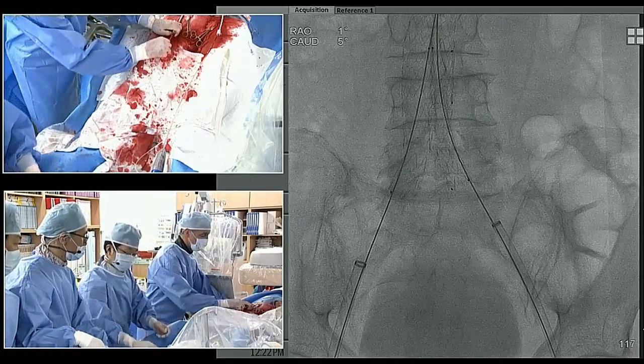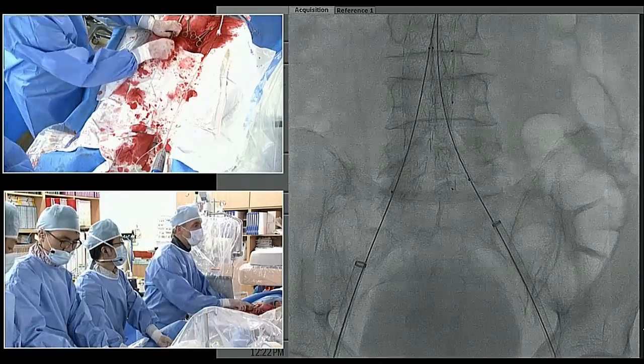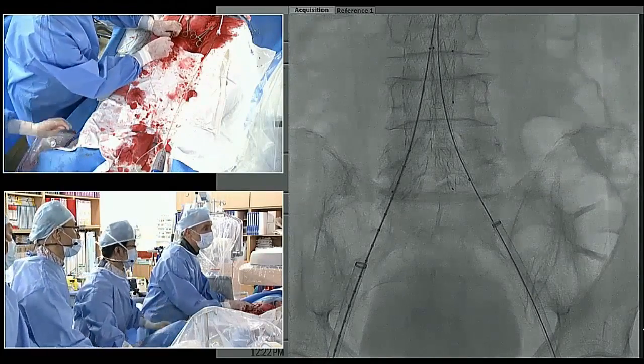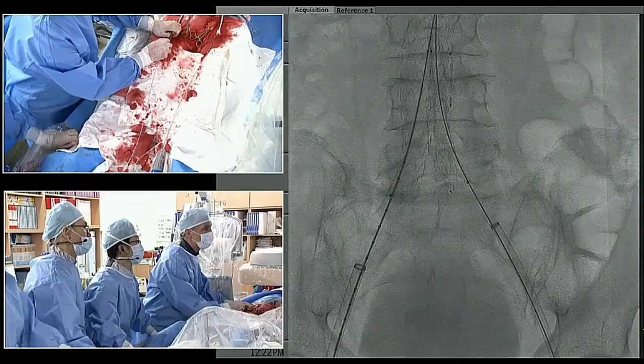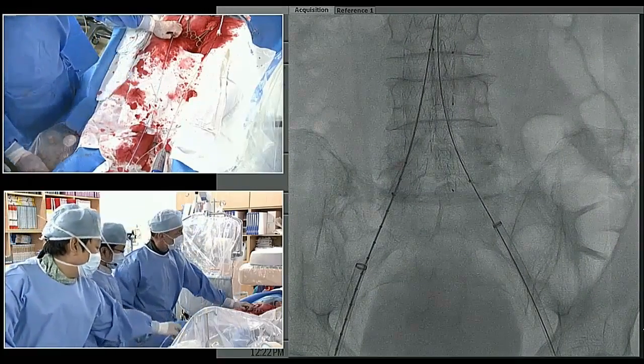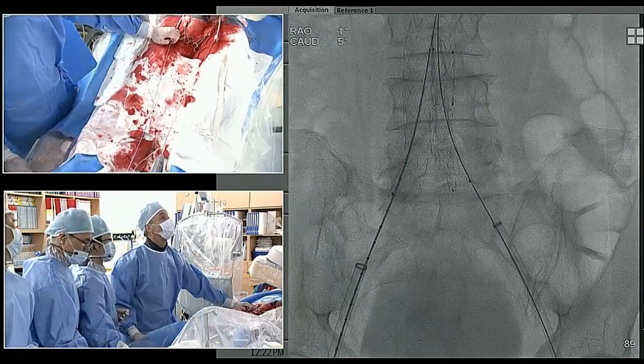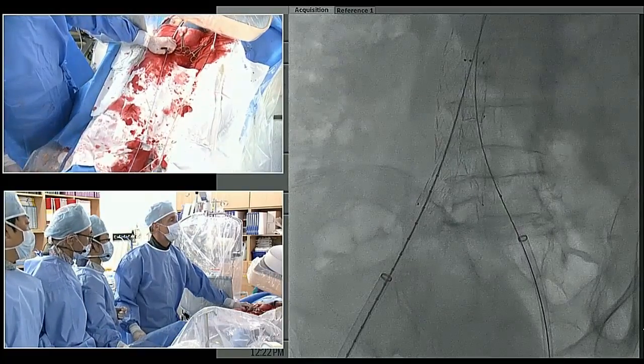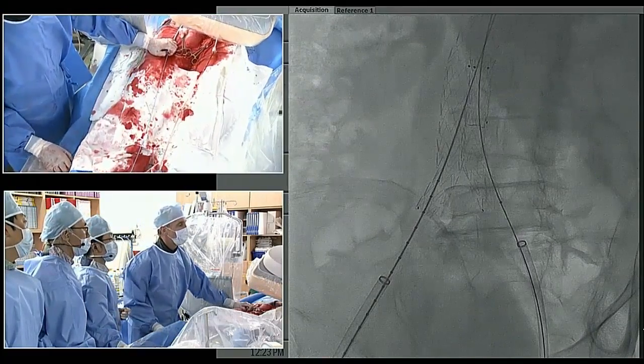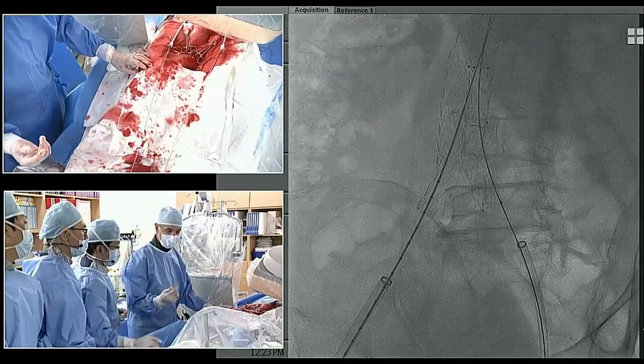Now we're going to do the same thing we did on the other side. I'm not sure we're going to need to extend, to be honest with you. You can see that we're pretty close already. I'm going to do that same 20/20. Yeah, the common iliacs aren't that long in this case. They average 5 centimeters, but in this case, the left is shorter for sure.